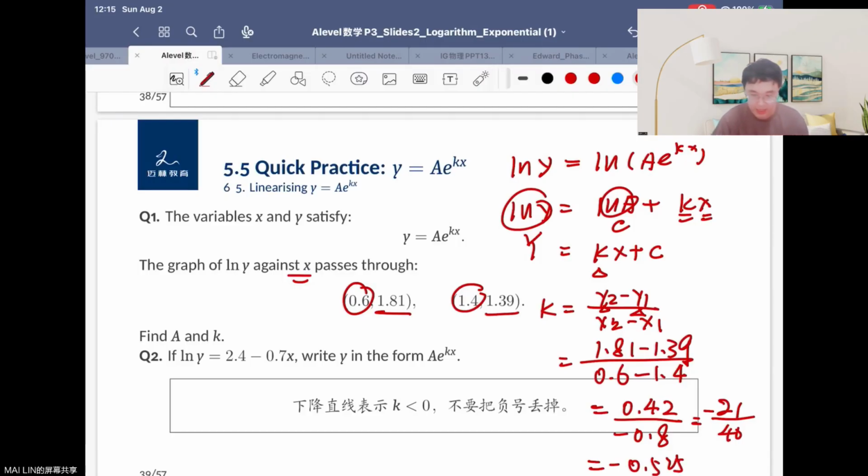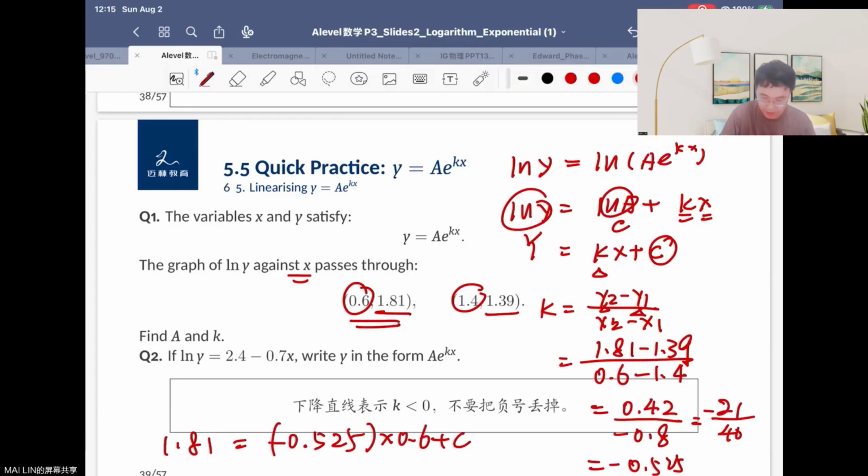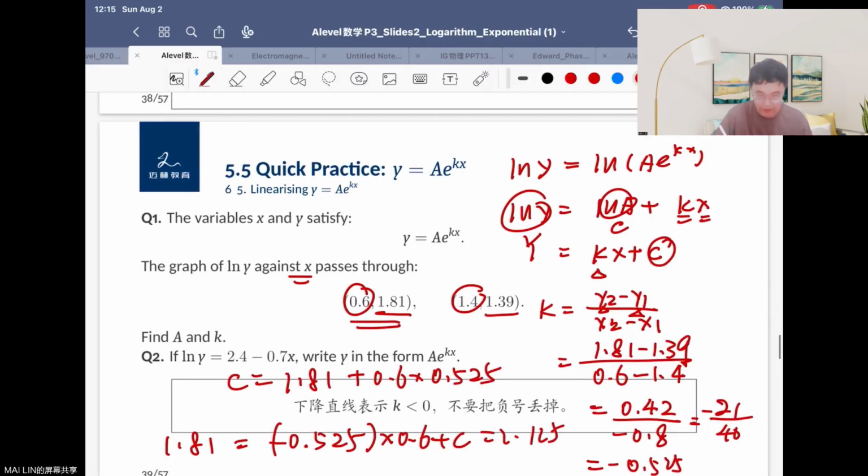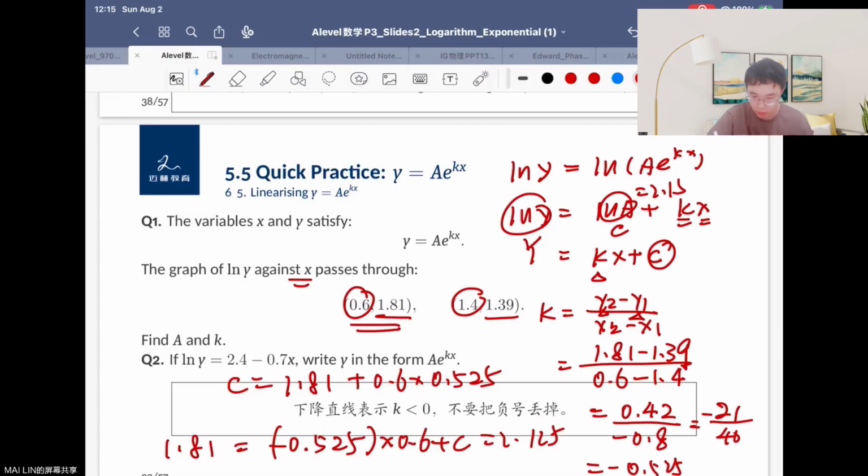So we can say k is a negative value. After that, we can calculate the value c, right? So we can put in this point: 1.81 equals negative 0.525 times 0.6 plus c. So the c value here equals 1.81 plus 0.6 times 0.525. Then you can calculate the exact value: 0.525 times 0.6 plus 1.81 equals 2.125. That means ln a equals 2.125.